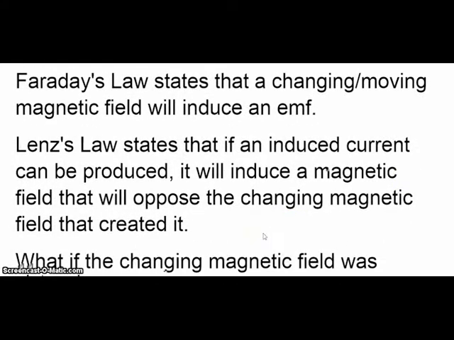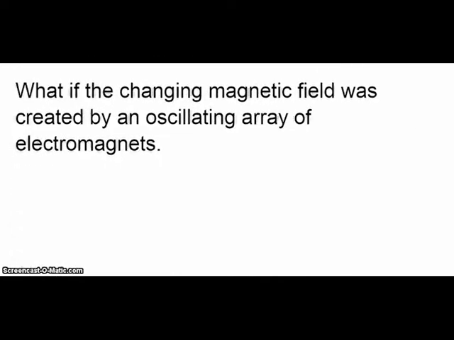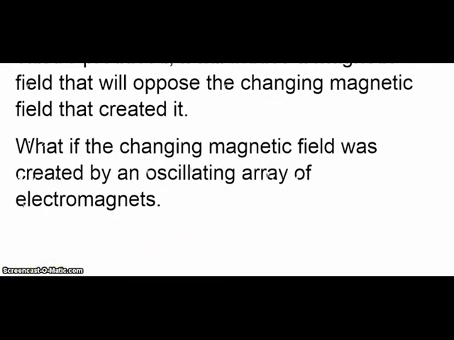In order to understand this, we've got to go back again to Faraday. He states that the changing and moving magnetic field will induce an EMF. Lenz's law states that if an induced current can be produced, it will induce a magnetic field that will oppose the changing magnetic field that created it. Okay, so once again, don't forget that middle link, and we'll just keep repeating that until we go black and blue in the face. What if the changing magnetic field was created by an oscillating array of electromagnets?